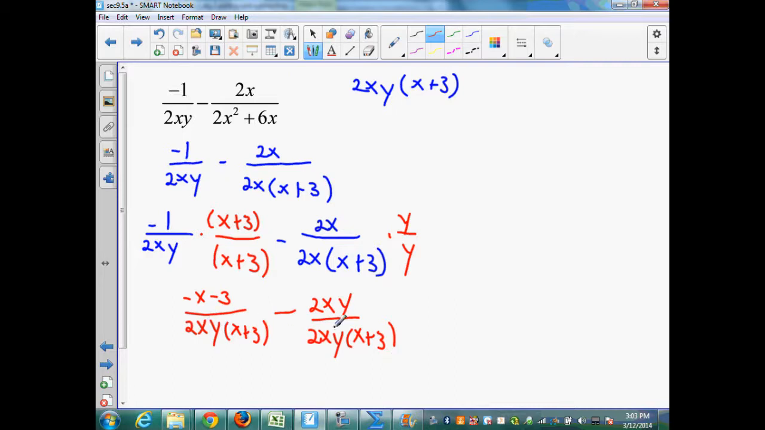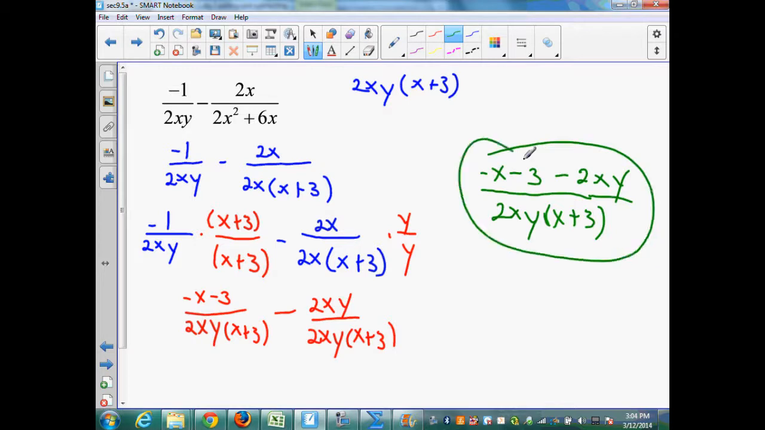Now I can rewrite this all over a common denominator, and that will be 2xy times x plus 3, and then simplify the numerator. Negative x minus 3 minus 2xy. I check to see if I can factor out of the numerator or then simplify, but I have nothing to factor, therefore this is in simplest form.